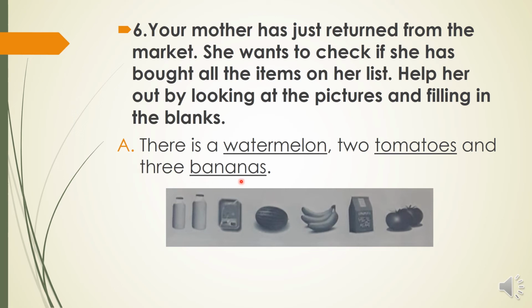This is the question. You have the pictures given below. There is a watermelon. Only one watermelon is there. Two tomatoes. So two tomatoes are there. And three dash. So three bananas are there. Yes. So likewise do the B and C part of the question.